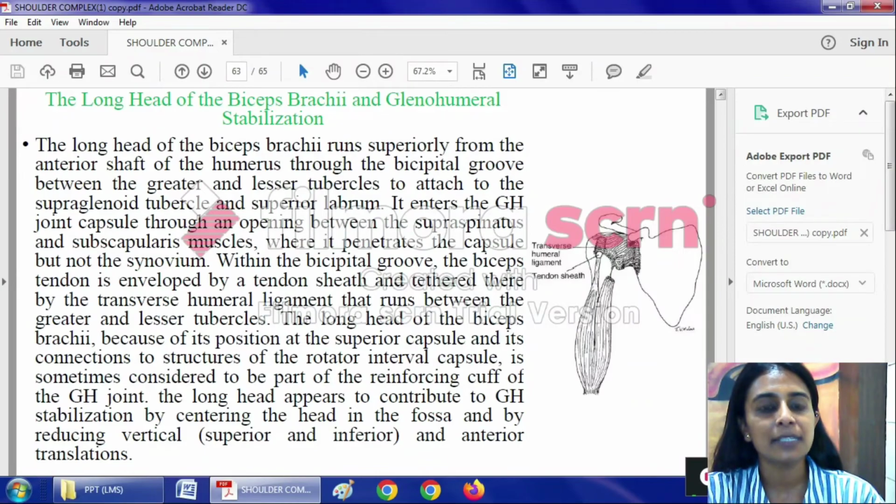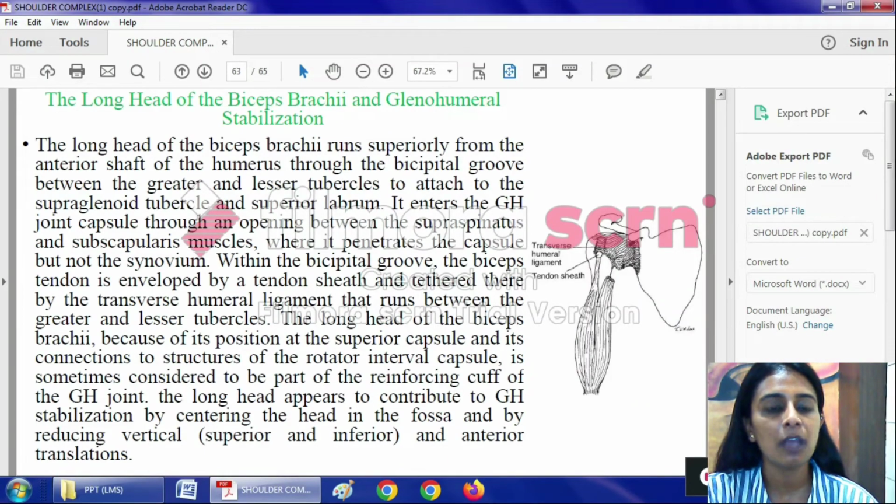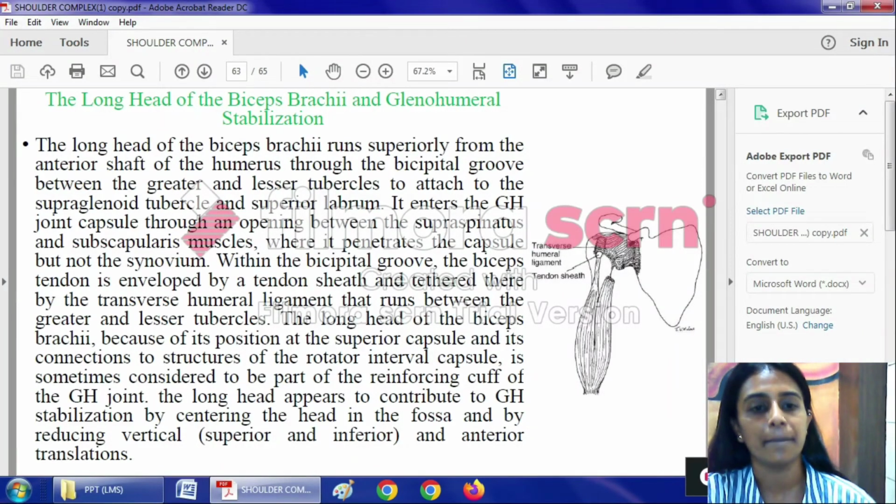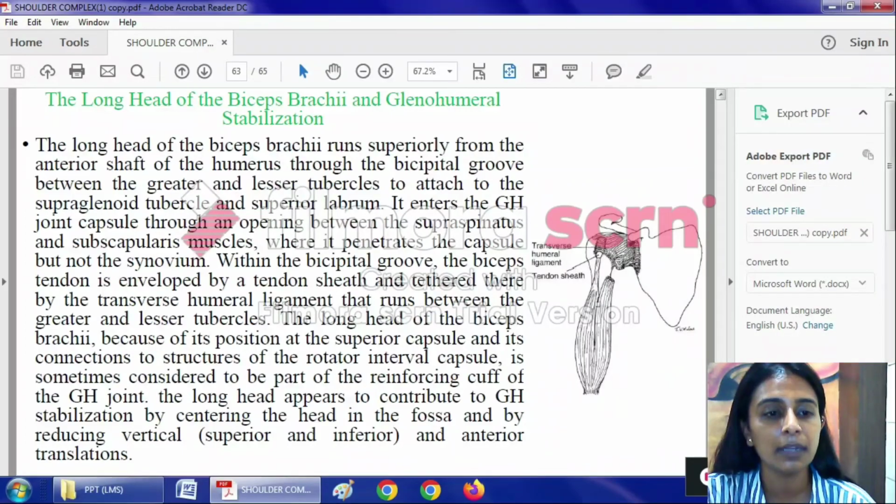The long head of the biceps brachii runs superiorly from the anterior shaft of the humerus through the bicipital groove between the greater and lesser tubercles to attach to the supraglenoid tubercle and the superior labrum. It enters the GH joint capsule through an opening between the supraspinatus and subscapularis muscles, where it penetrates the capsule but not the synovium. Within the bicipital groove, the biceps tendon is enveloped by the tendon sheath and by the transverse humeral ligament that runs between the greater and lesser tubercles.